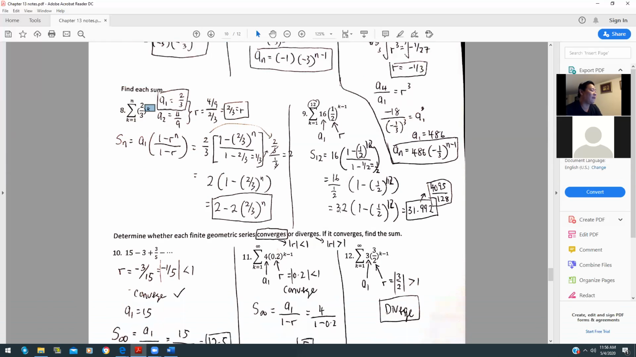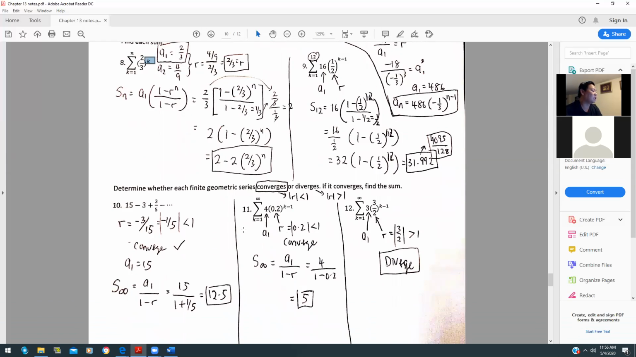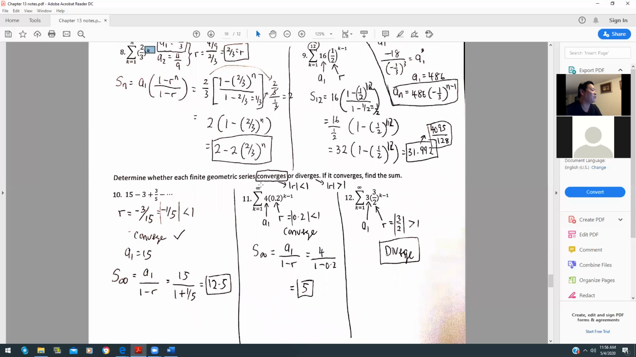And then for the infinite geometric series, you just need to figure out if your R is less than or greater than 1. If the absolute value of R is less than 1, it converges. If it converges, you use this formula. If the absolute value of R is greater than 1, it's called diverge. If it diverges, you cannot even find the sum.